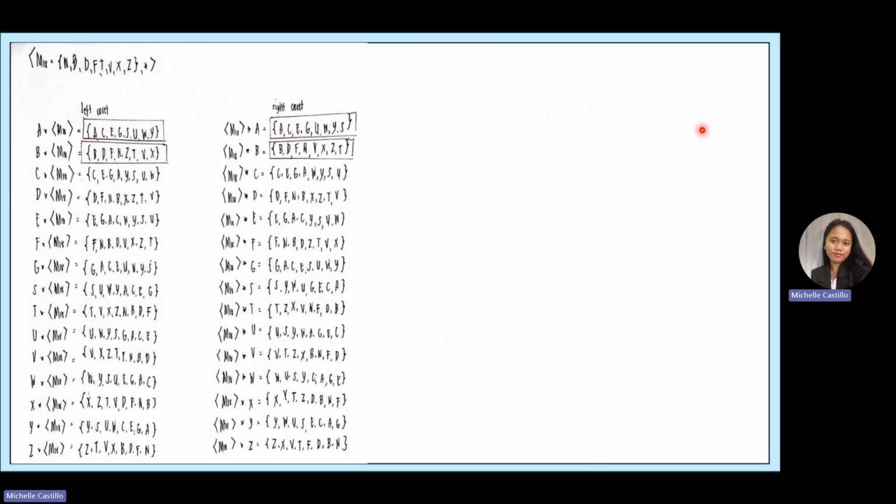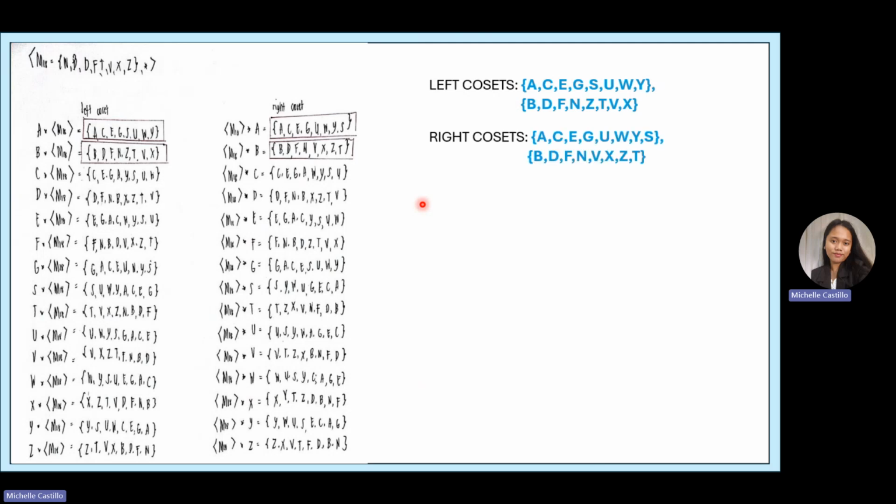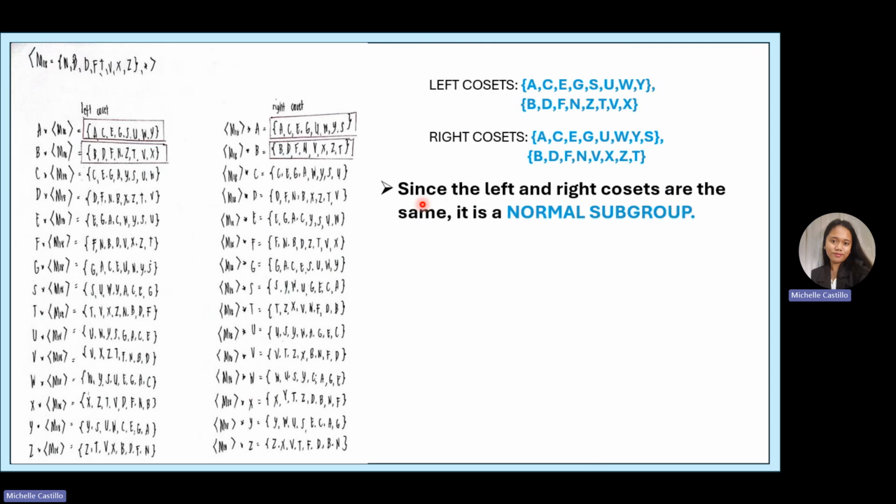So when we continue this process, we'll get these left and right cosets. For the left cosets, we have A, C, E, G, S, U, W, and Y. Then we have B, D, F, and N, then Z, T, V, and X. Then for the right cosets, we have A, C, E, G, U, W, Y, and S. Then B, D, F, and N, and V, X, Z, and T. So as you can see, the left and right cosets are the same. Therefore, it is a normal subgroup.